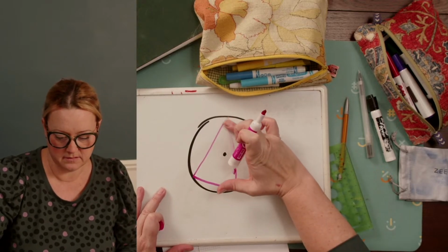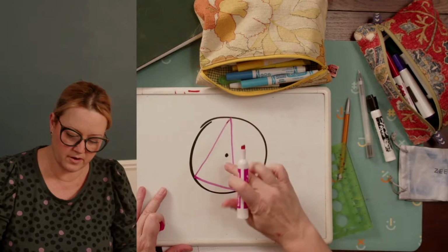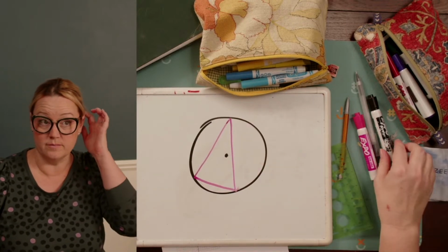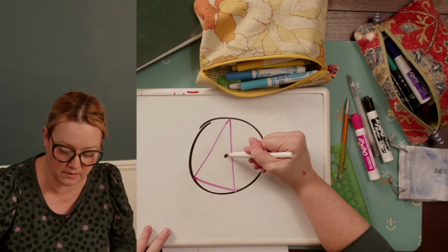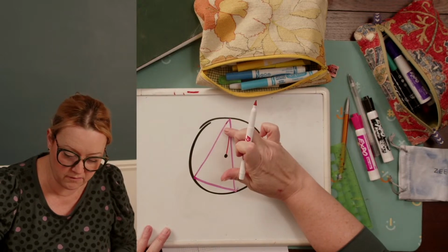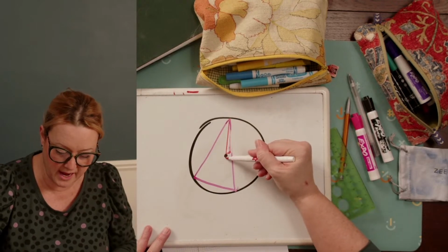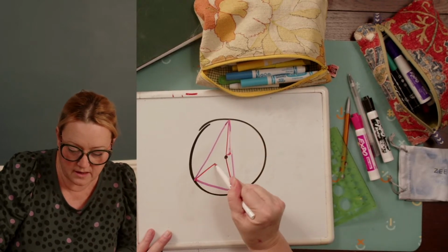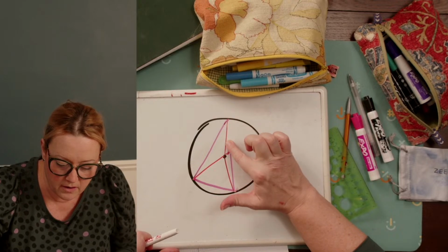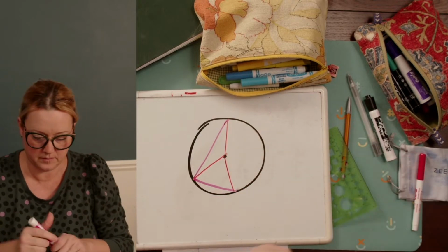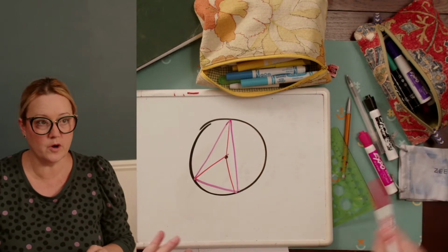So that center right there is called the circumcenter. By definition, the distance from this center out to each of the vertices, I drew that terribly, the points of the triangle, those are all going to be the same distance because they're the radius of the circle. So those would all be the same distance.